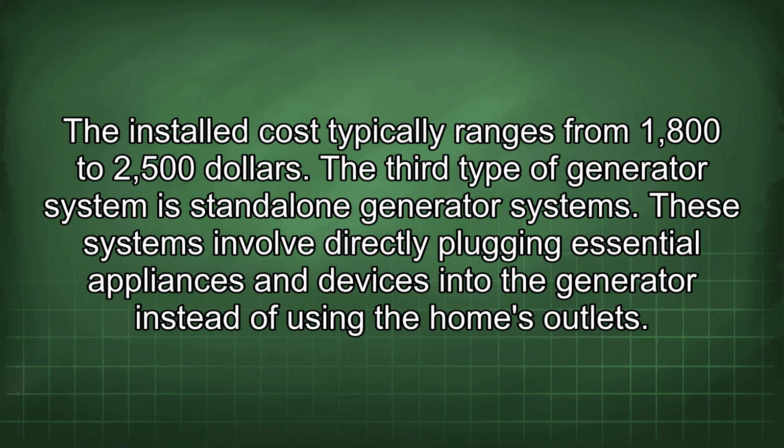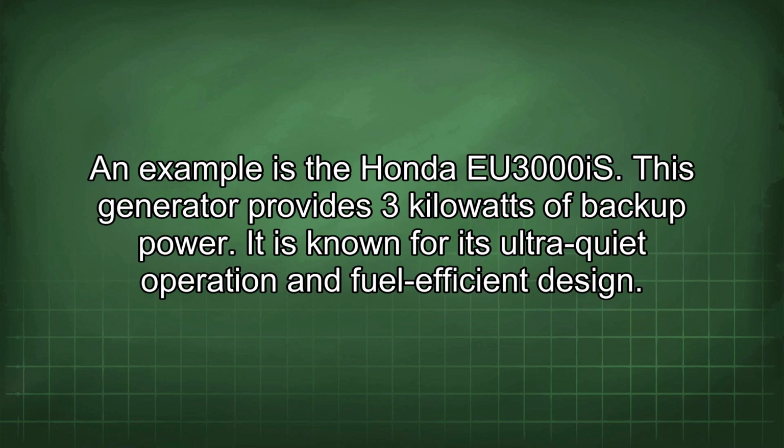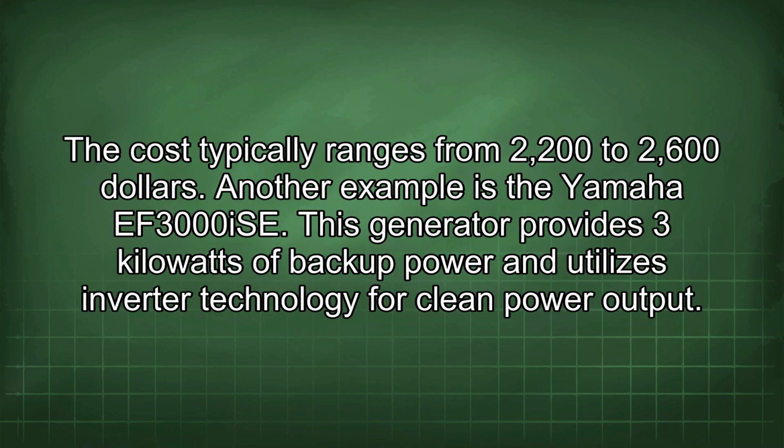The third type of generator system is standalone generator systems. These systems involve directly plugging essential appliances and devices into the generator instead of using the home's outlets. An example is the Honda ER3000ES. This generator provides 3 kilowatts of backup power. It is known for its ultra-quiet operation and fuel-efficient design. The cost typically ranges from $2,200 to $2,600.